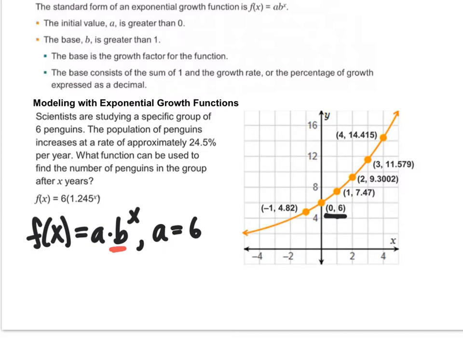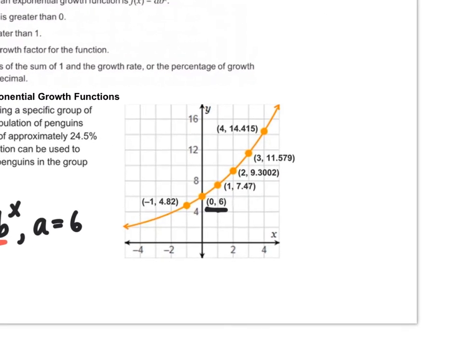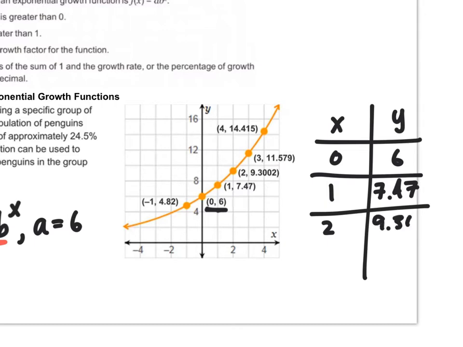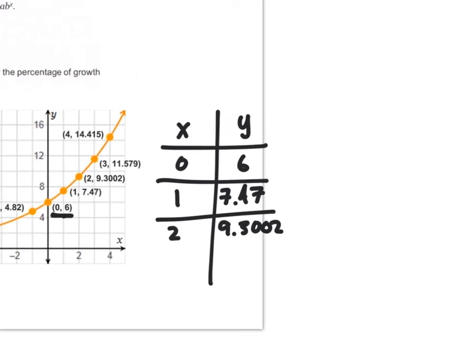What you have to do is think about this for a second. Let me write out my values for x and values for y. If I plug in 0 for x, I get 6. If I plug in 1 for x, I get 7.47. If I plug in 2, I'm going to get 9.3002.